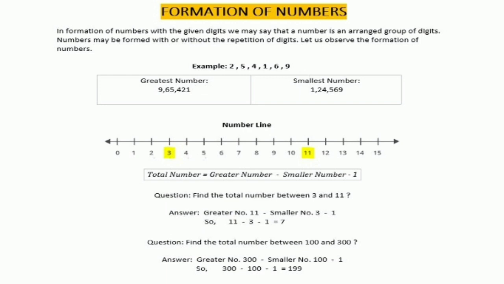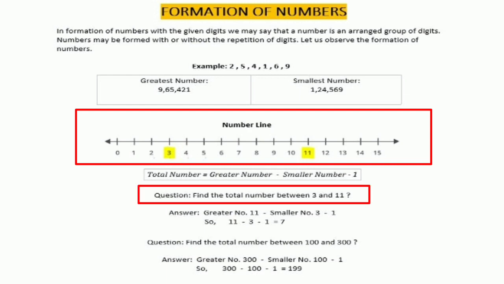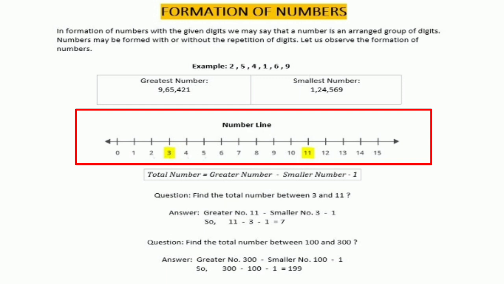To find, we have to consider the number line. Let us consider an example. Find the total numbers between 3 and 11. How can we find? First count. Here is 3, here 10. We have to find the numbers present between 3 and 11. So count 1, 2, 3, 4, 5, 6, 7. 7 is the answer.